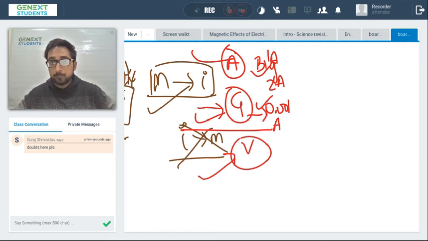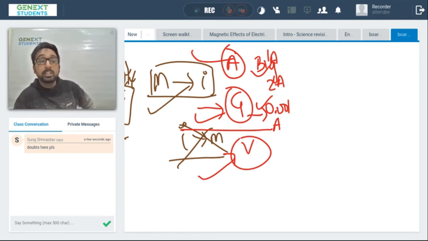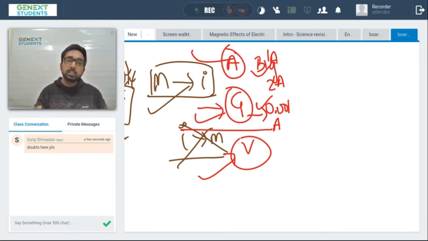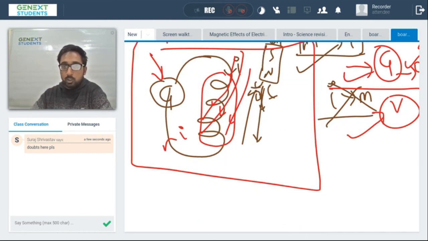It is very important. This was a question in your boards. What is the difference between an ammeter and a galvanometer? An ammeter is used to measure larger currents and a galvanometer is used to measure smaller currents. An ammeter will not detect a small current, and a galvanometer will get fused if you pass a larger current through it. So it is only designed to take smaller currents. All right, this is the concept of electromagnetic induction. Let's move on.